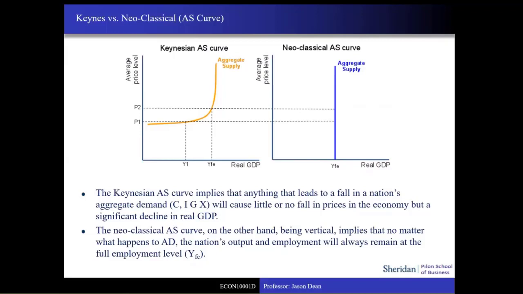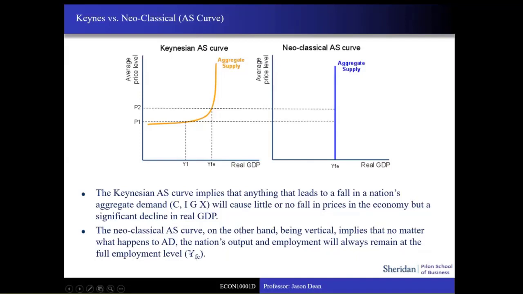So the Keynesian aggregate supply curve implies that anything that leads to a fall in a nation's aggregate demand will cause little or no fall in prices in the economy but a significant decline in real GDP. On the other hand, the neoclassical aggregate supply curve was just the potential GDP, the long run. So it's vertical, so it implies that no matter what happens to aggregate demand, the nation's output and employment will always remain at the full employment level.